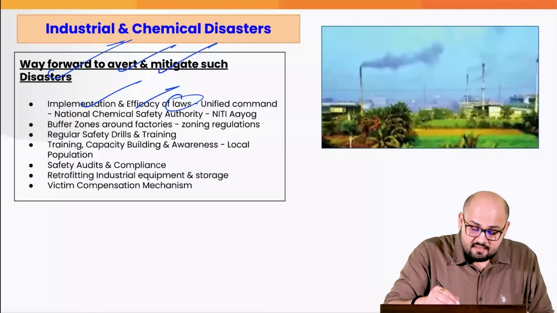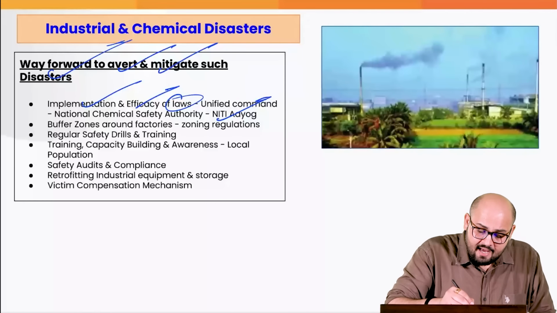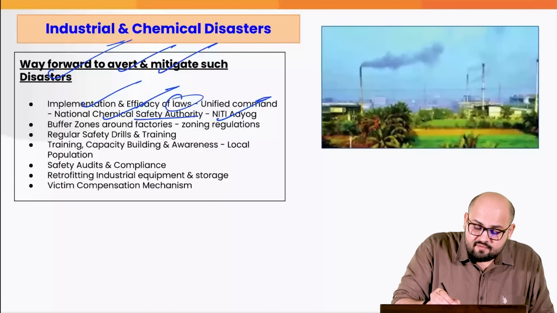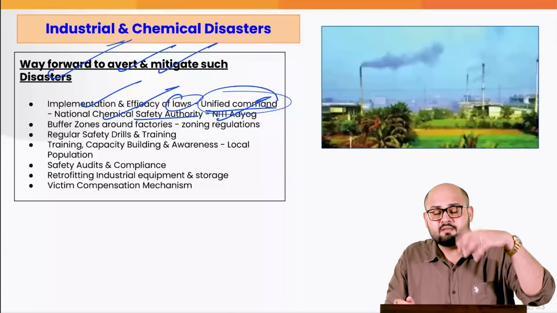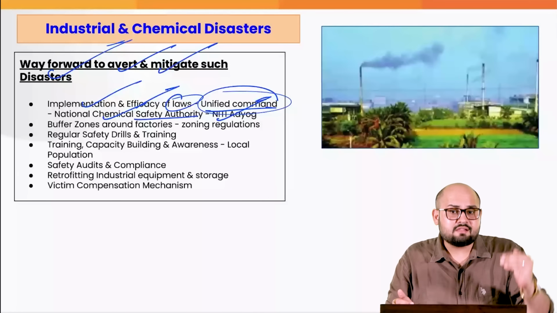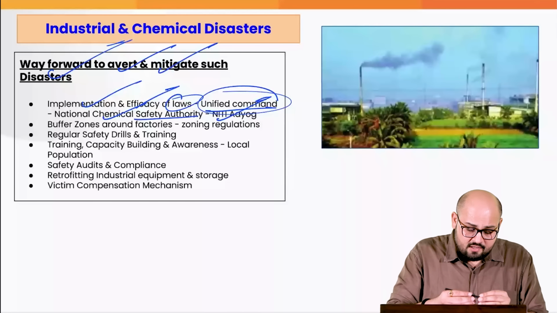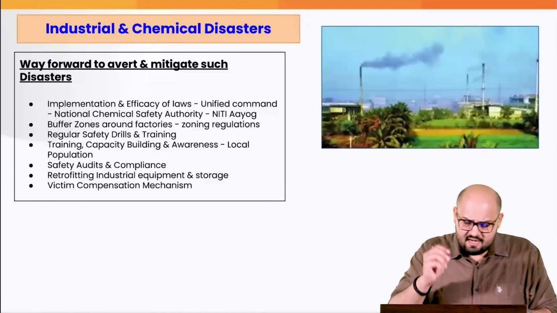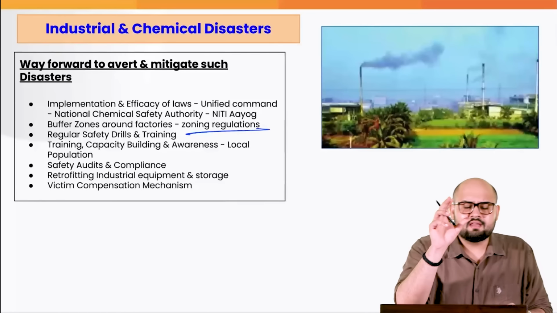Also, we have had the Niti Aayog recommending that there should be a National Chemical Safety Authority, and it should serve as a unified command with respect to the management of these disasters and minimizing the disaster risks. Then what is really important is to come up with buffer zones around the factories. There has to be emphasis on the zoning regulations.